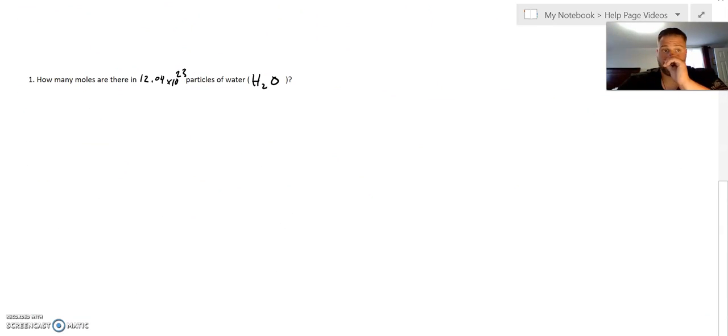So question 1 reads this: how many moles are there in 12.04 times 10 to the 23 particles of water? Something that stands out right away is that this is a wacky number, okay? We have an exponential format, and we will have to be very careful when we throw this into our calculator. That'll be about the hardest step. But what they want us to do is convert from particles, and notice they say we want to convert from particles to moles. Moles is what we're finding.